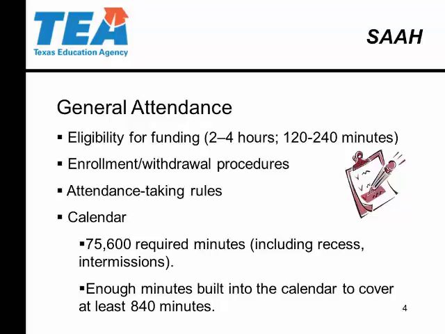So in Section 3, it talks about your eligibility for funding. I'm sure most of y'all have heard of the 2 to 4 hour rule. You have to offer at least 2 hours or 120 minutes of instruction to receive half-day funding, and 4 hours and 240 minutes to receive full-day funding. It talks about your enrollment and withdrawal procedures in Section 3 for your student population, the attendance taking rules, your snapshot time, the official snapshot time, any alternate attendance times that you may have that your board has approved. It also has your calendar.